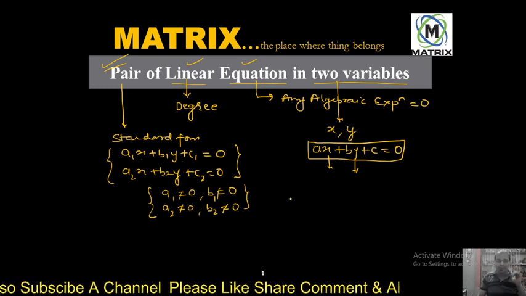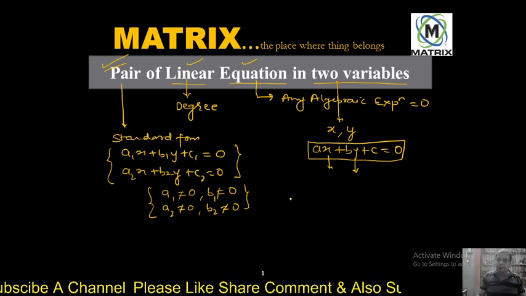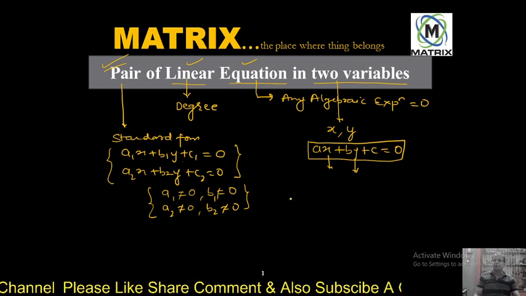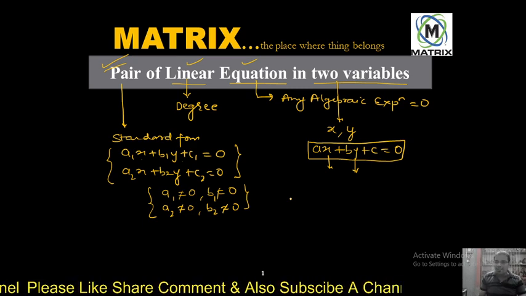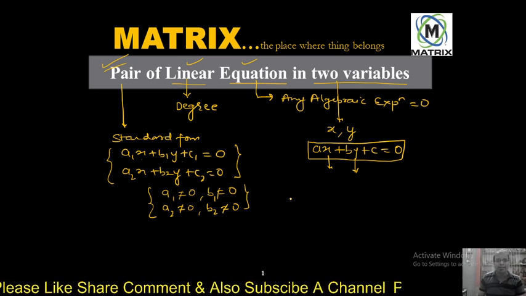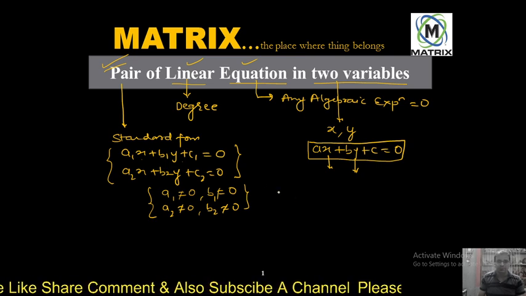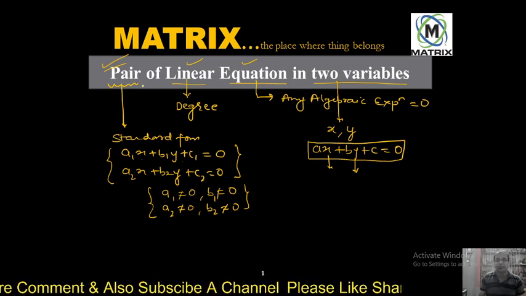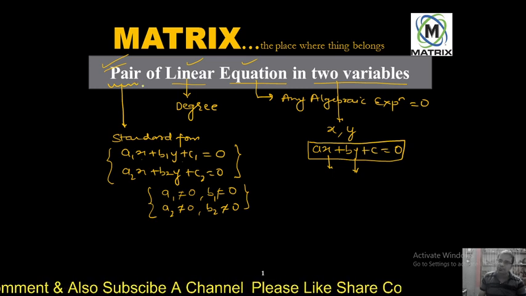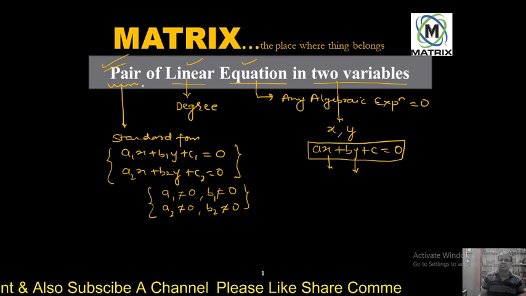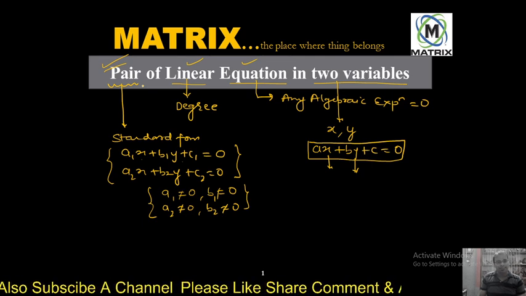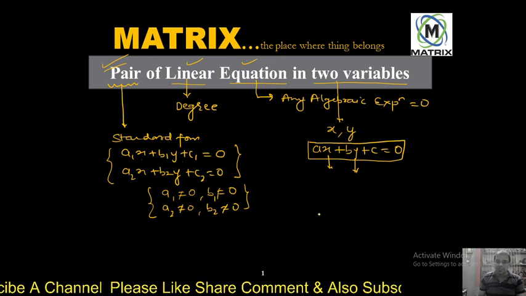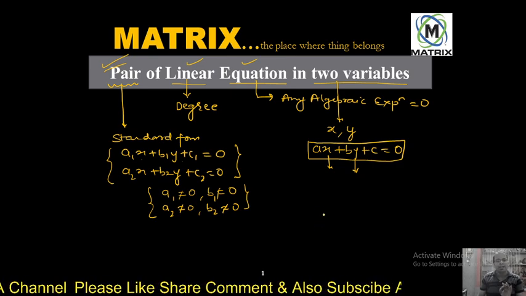Understood? What is an equation first? Any algebraic expression which equates to 0 is an equation. The standard form of a linear equation in two variables is ax + by + c = 0. Now for a pair of linear equations in two variables, we say a1x + b1y + c1 = 0. Similarly a2x + b2y + c2 = 0. That is the pair of linear equations in two variables. Now here are some conditions, some recap things which we have to apply.